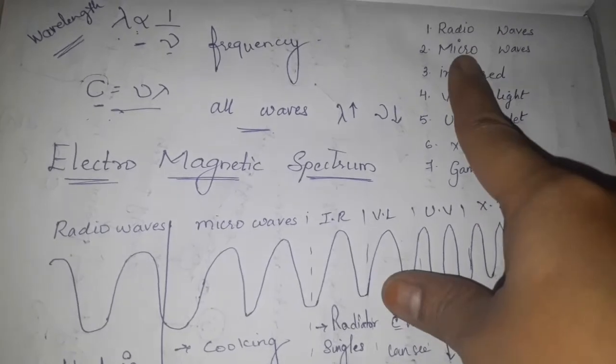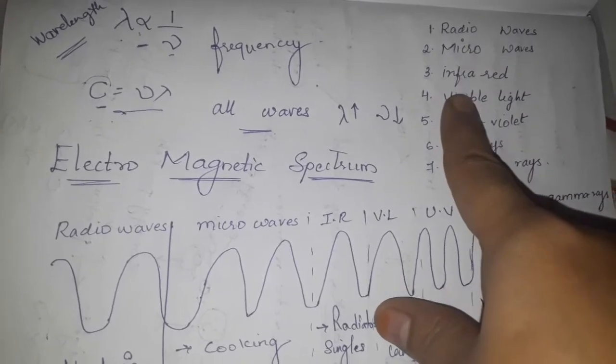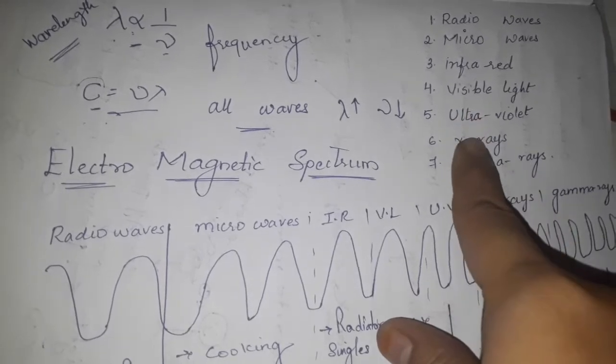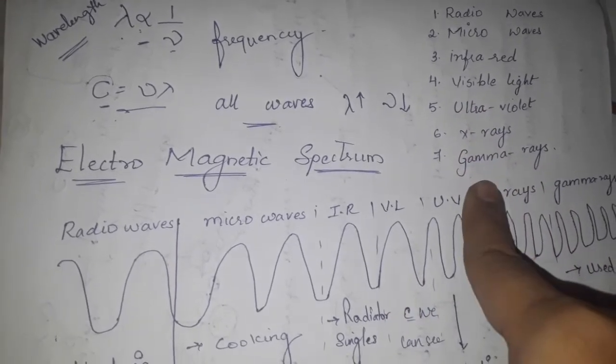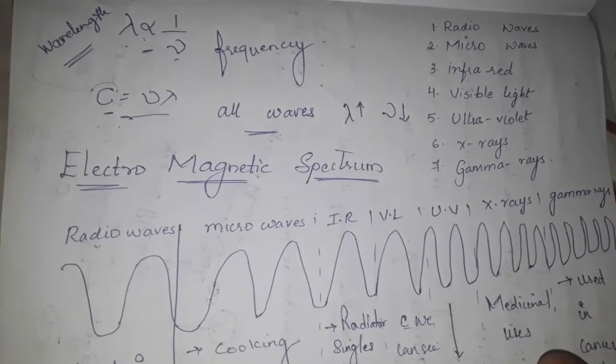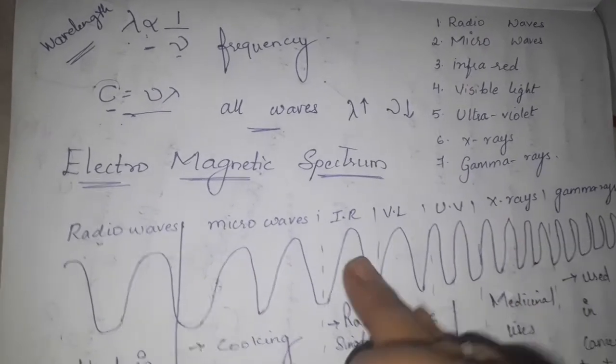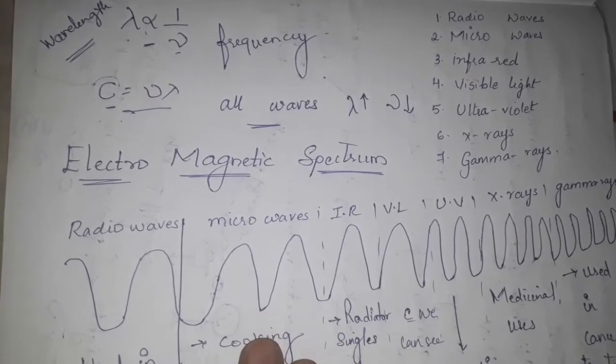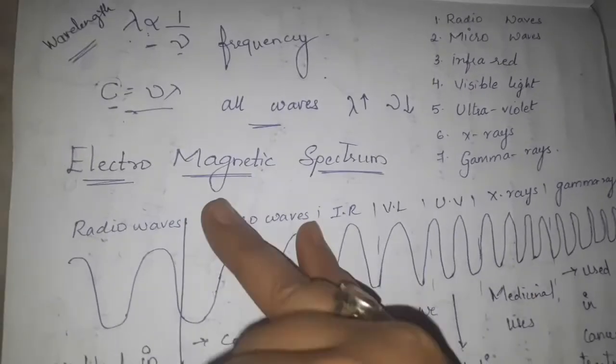They are radio waves, microwaves, infrared, visible light, ultraviolet, X-rays and gamma rays. You can easily remember it. There is no confusion: radio, micro, infrared, visible light, ultraviolet, X-ray and gamma rays.